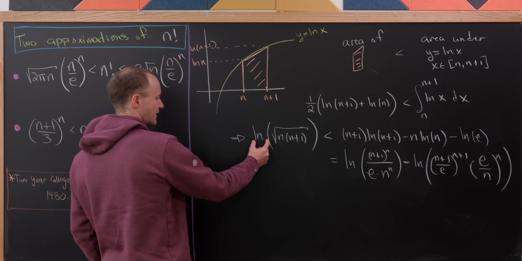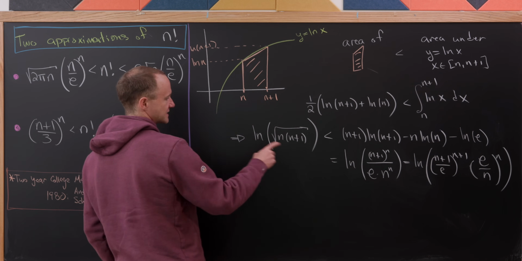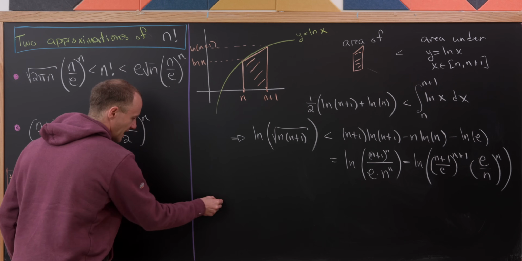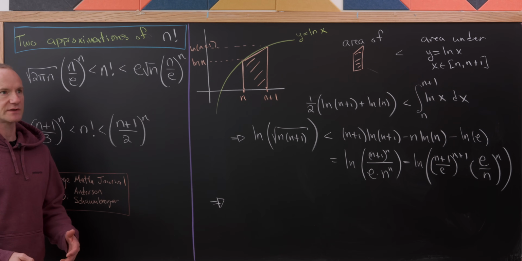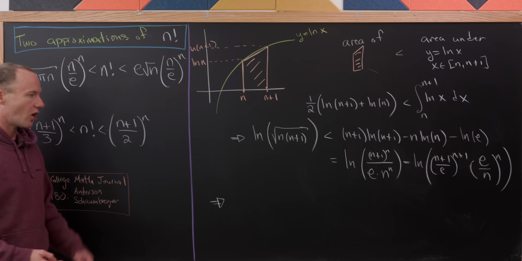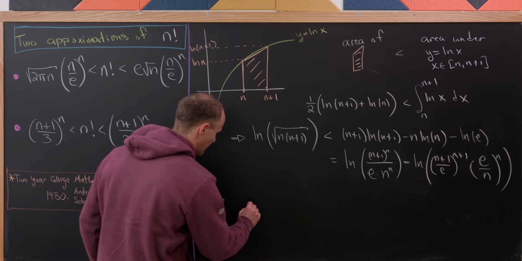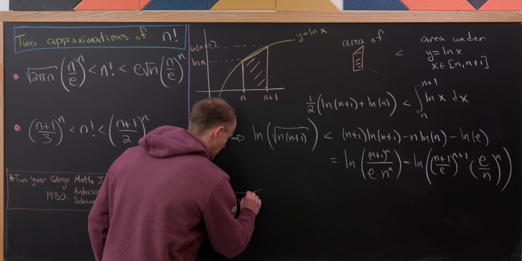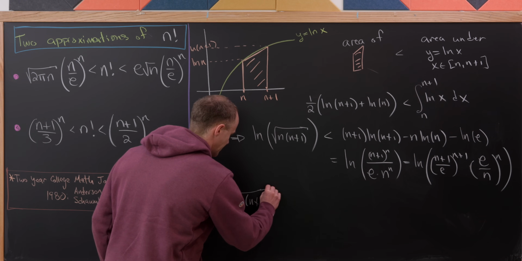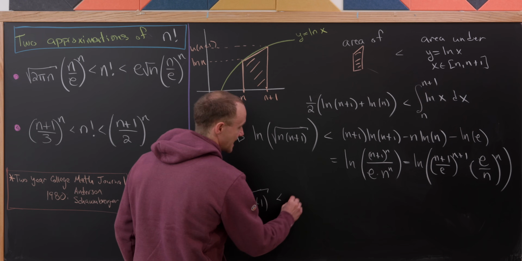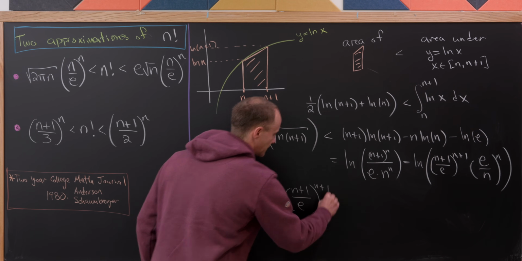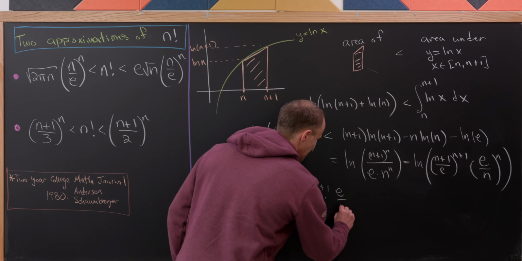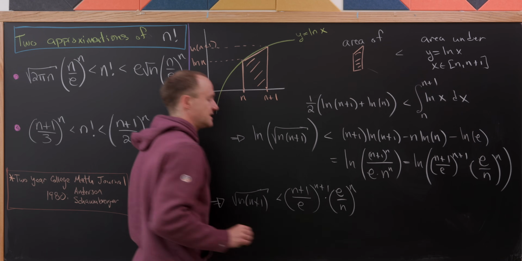But now let's observe we've got the natural log of this stuff over here is less than the natural log of that stuff over there. But then since the natural log is an increasing function, we can simply extract the arguments and pick up a nice inequality which looks like the square root of n times n plus 1 is less than n plus 1 over e raised to the n plus 1 times e over n raised to the n.